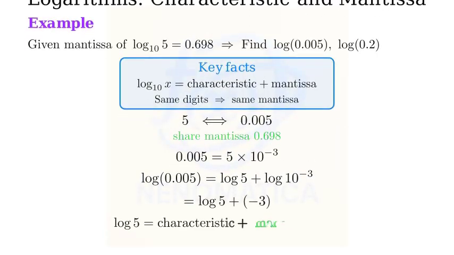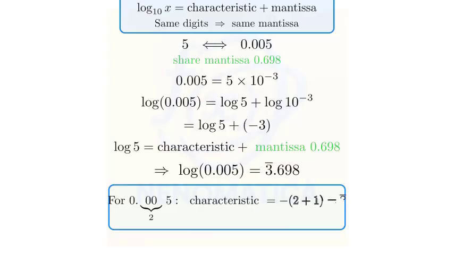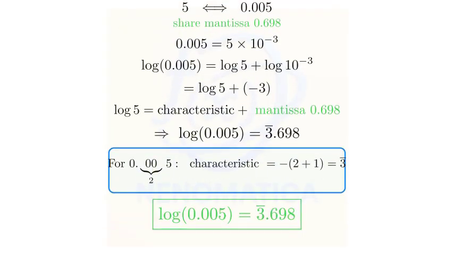Write 0.005 as 5 times 10 to the power negative 3. Then log of 0.005 equals log of 5 plus log of 10 to the power negative 3. Log of 10 to the power negative 3 is negative 3. So the mantissa stays 0.698 and the characteristic becomes negative 3. We write this as bar 3.698. Summary for the first part. Log of 0.005 equals bar 3.698.